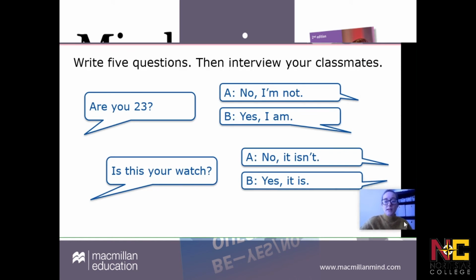Now, you can do this exercise with or without a classmate, but try practicing by writing 5 different questions that are yes/no questions, and be careful about where you put the verb and the subject. So we have an example here. Are you 23? No, I'm not. Yes, I am. Is this your watch? No, it isn't. Yes, it is. So you can practice writing 5 questions and writing answers if you'd like.